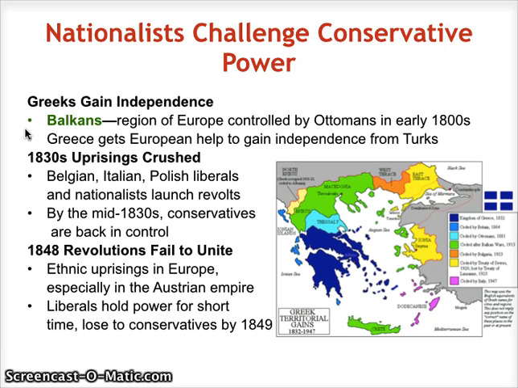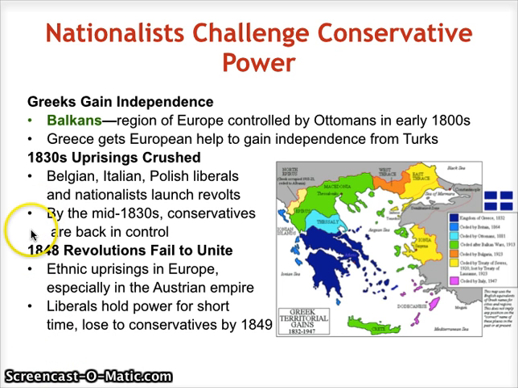And so the rest of Europe doesn't necessarily like that Greece has been taken over by the Ottoman Empire. And therefore, they are going to support Greece when Greece tries to gain independence from this empire. In the 1830s, we have these uprisings being crushed all over Europe. So we have Belgian, Italian, and Polish liberals and nationalists. They all are starting to launch revolts against their traditional monarchies.